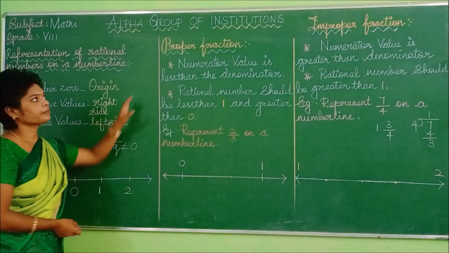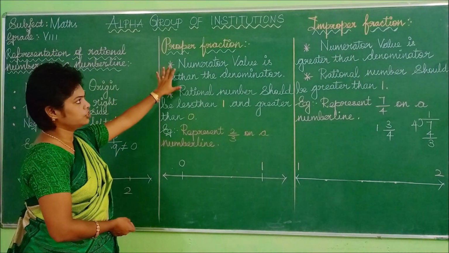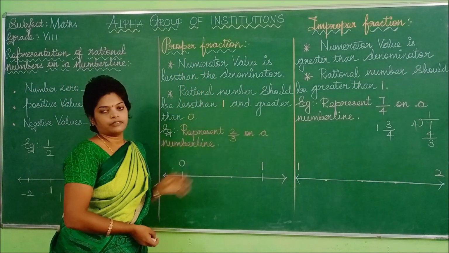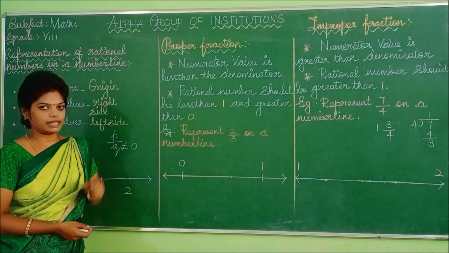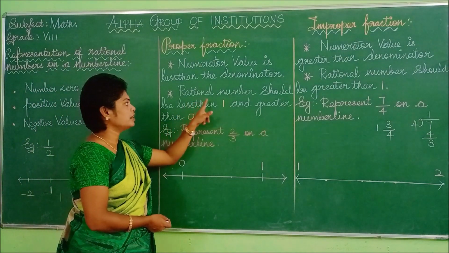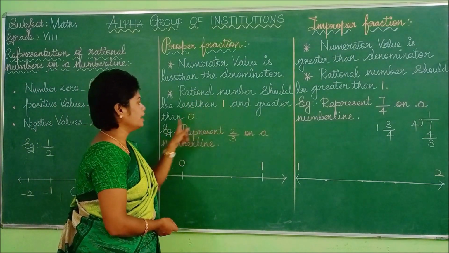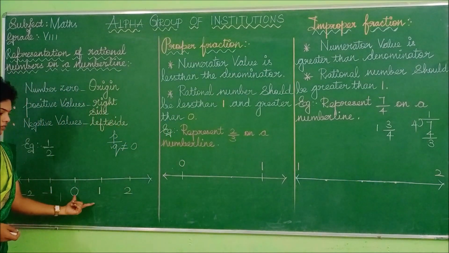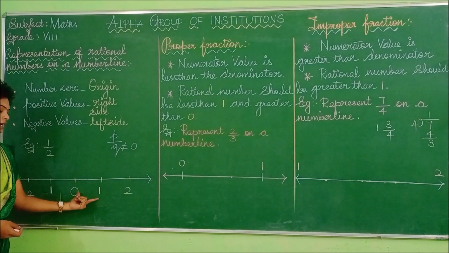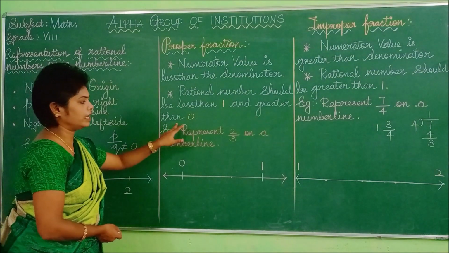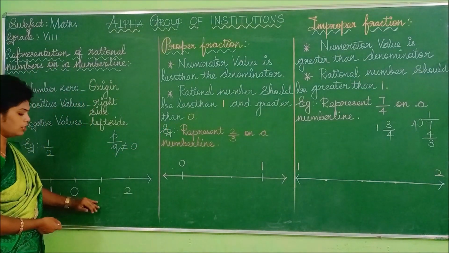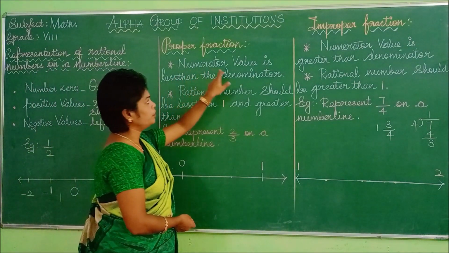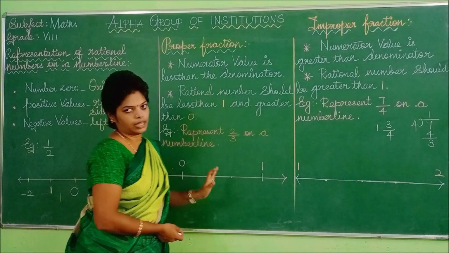Listen here. A proper fraction indicates the numerator value is less than the denominator. The rational number should be less than 1 and greater than 0. So our rational number can be in between 0 and 1, greater than 0 and less than 1, in which case the numerator value is less than the denominator.